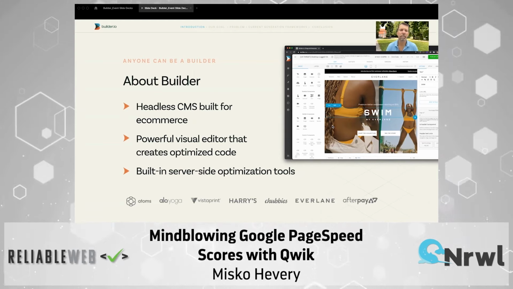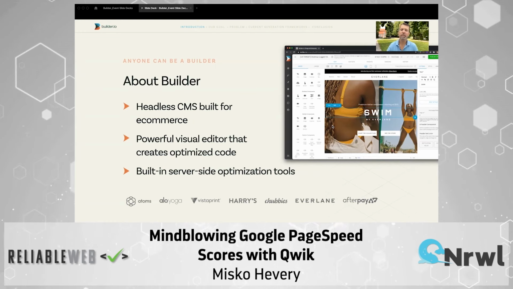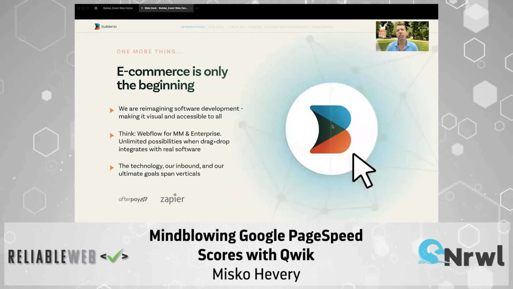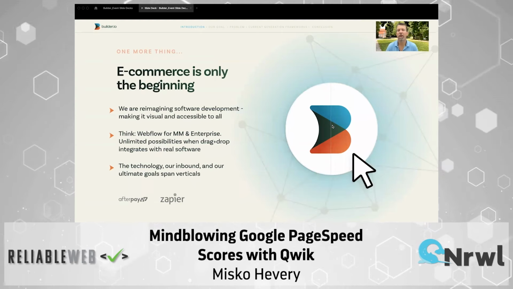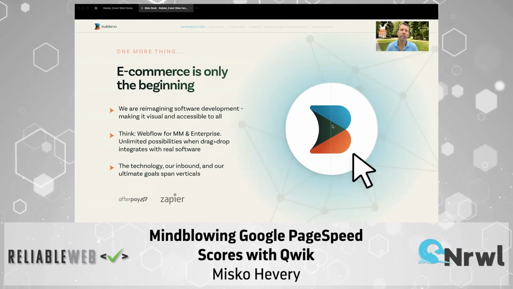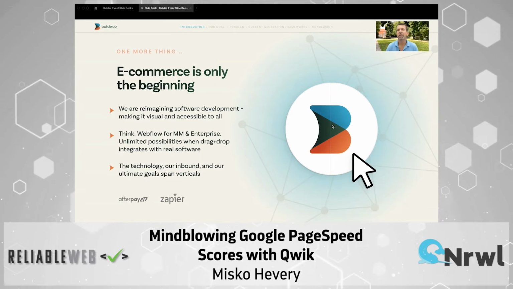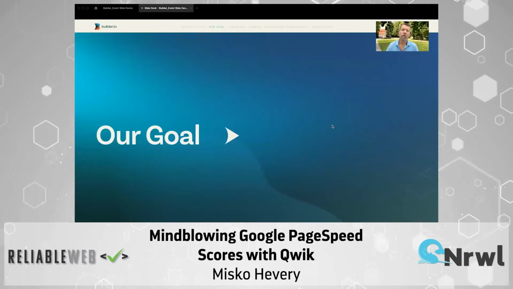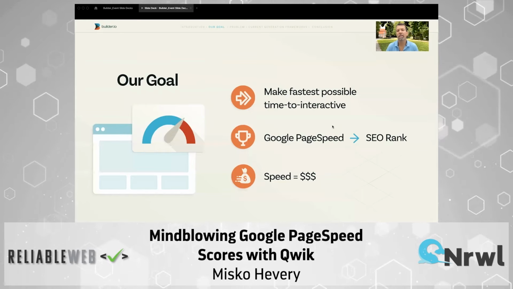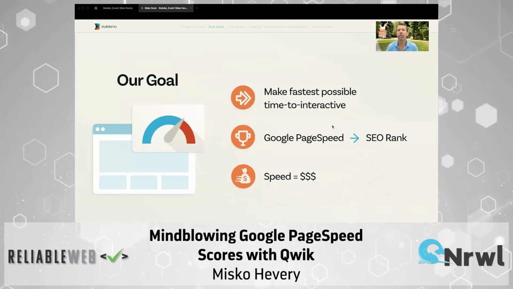And I think this is the unique part that Builder.io offers. We're currently focusing on e-commerce, but in the long term, we really want to focus on any kind of web application development. And this is what we want to talk about in this talk: how do we get there? So let's talk about our goal. And our goal is to make the fastest possible time to interactive.